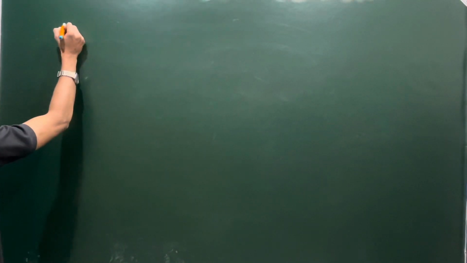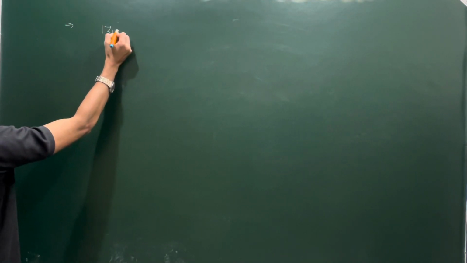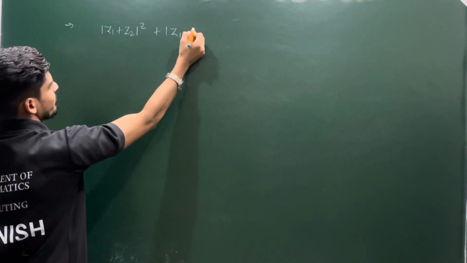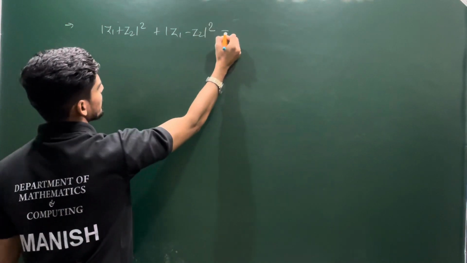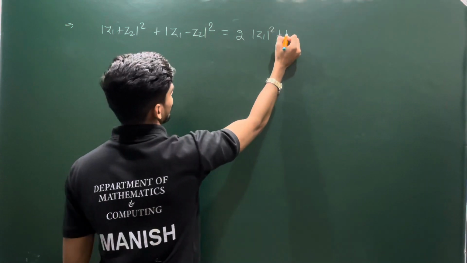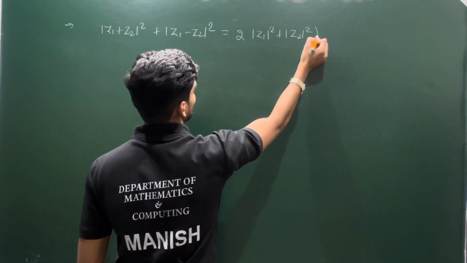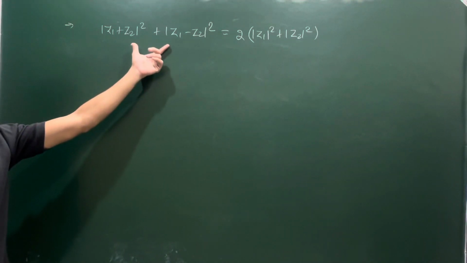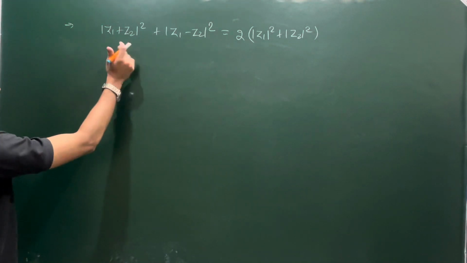In the previous lecture, I gave you to compute this: mod z1 plus z2 whole square plus mod z1 minus z2 whole square is equal to 2 times mod z1 square plus mod z2 square. So I asked you to prove this equality. See what is happening here.